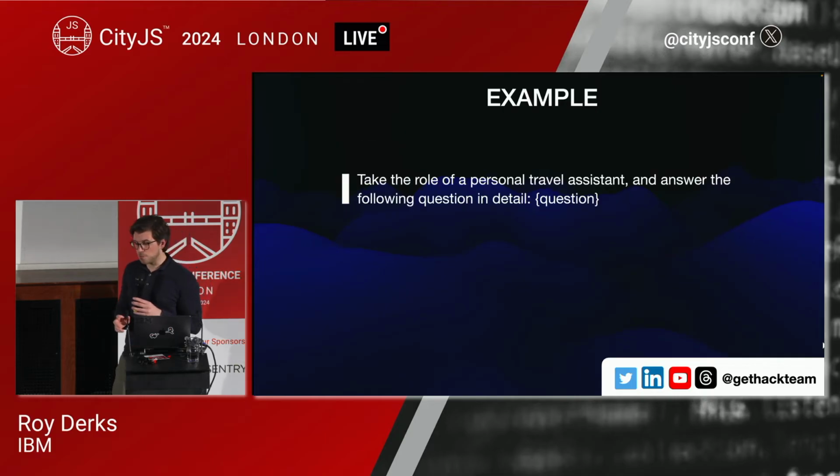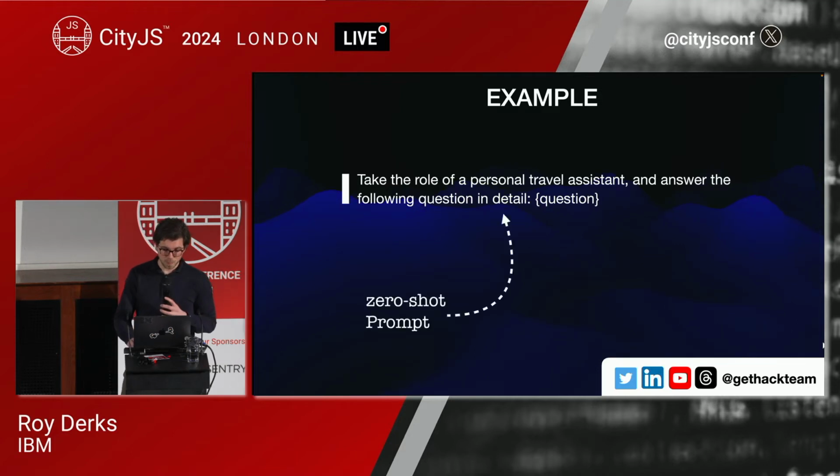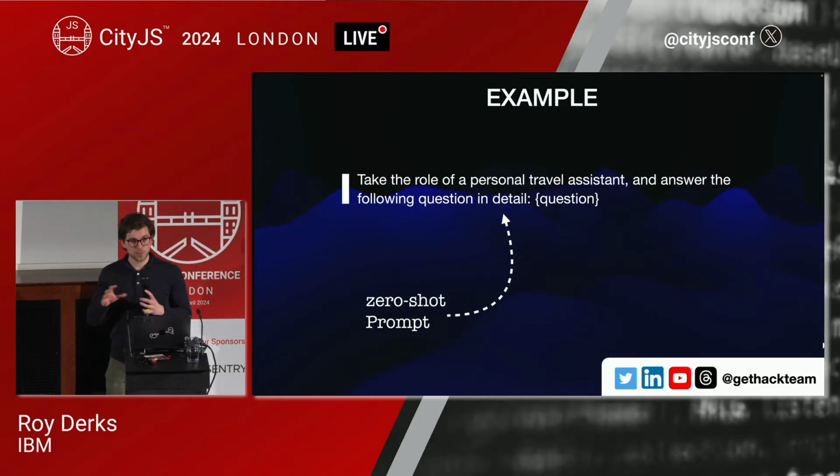So an example could be, instead of asking ChatGPT, like, what places should you visit in London, you can also tell it to take the role of a personal travel assistant. And by doing so, it will try and tailor to your question in the way that a personal travel assistant would do. And this is something we call zero-shot prompting, because you're asking a question and you're going to assume the LLM will give you the answer in a somewhat desirable format.